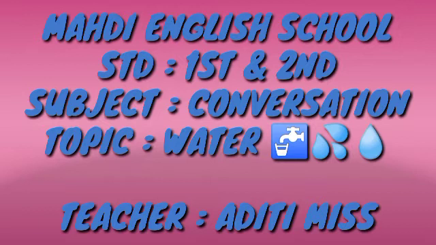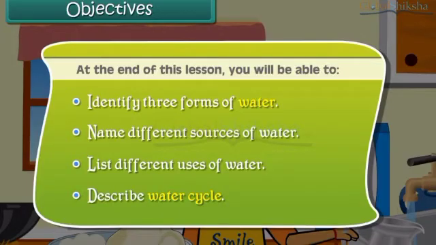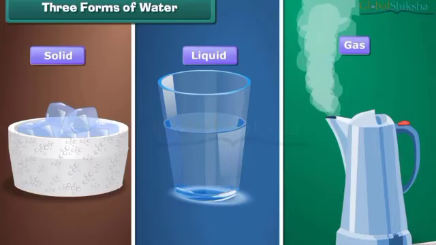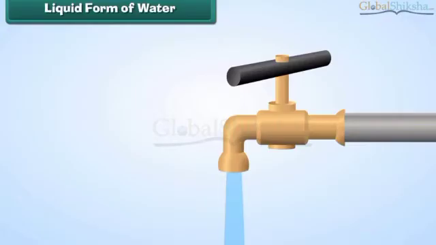I am Aditi Miss. Today again I will talk about water, uses of water, water cycles, and then we will see a story: why to save water? Now we will identify three forms of water, name different sources of water, list different uses of water, and describe the water cycle. Three forms of water: solid, liquid, gas.